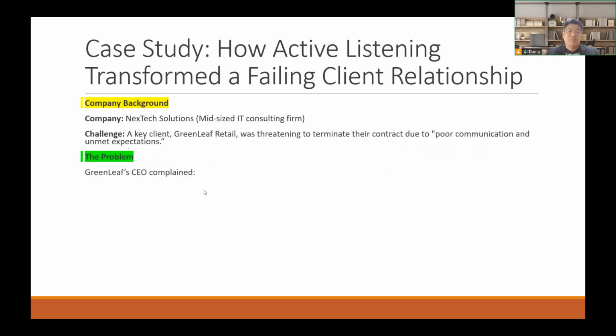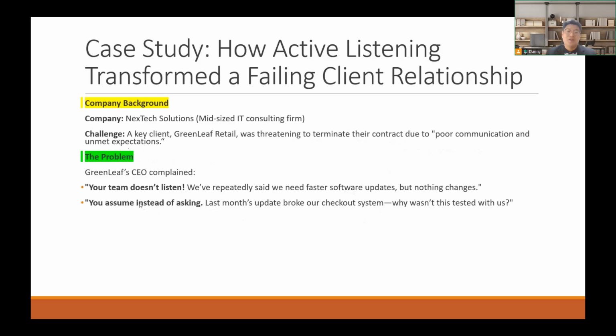But what causes the challenge? We will see the problems mentioned by the CEO. The team doesn't listen. The team of Next Tech doesn't listen. "We repeatedly said we need faster software updates, but nothing changes." The complaint was never solved by the team, and you assume instead of asking. "Last month's updates broke our checkout system. Why wasn't this tested with us?" They never notice the other party before they take actions.